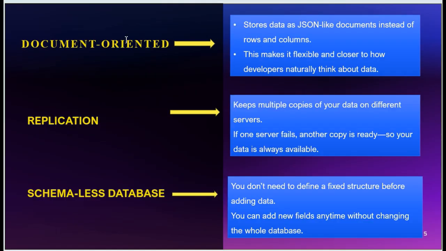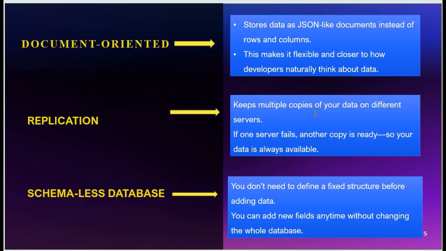So coming to the document oriented, it stores the data as JSON-like documents instead of rows and columns. So these documents are like the JSON format. It stores the data as documents, document oriented. It is different from tables and rows. Each document can have a different structure. It is easy for developers to understand.